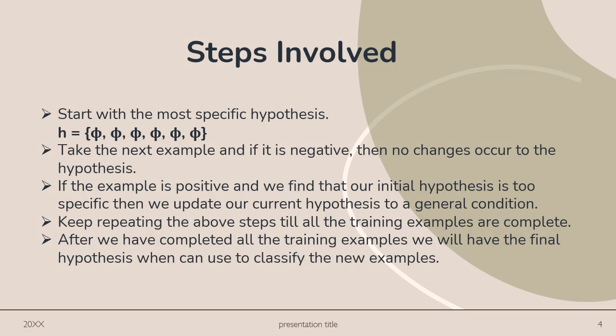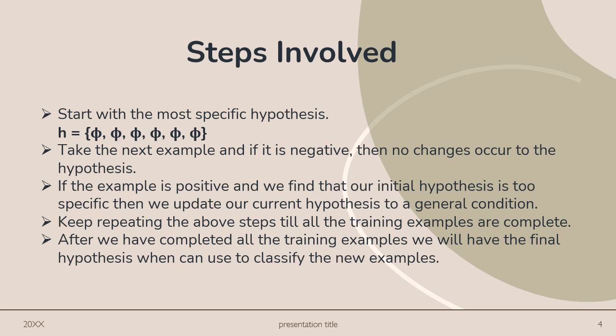Let's see what the steps involved are and how it works. First, we have to give the most specific hypothesis. That is, as I told before, the phi value will be given according to the number of attributes given in the training set. Then next, if the example is negative, no changes occur to the hypothesis. It will remain as it is.